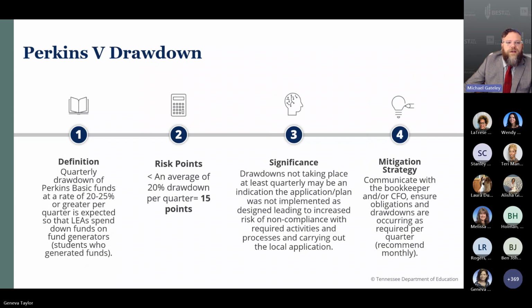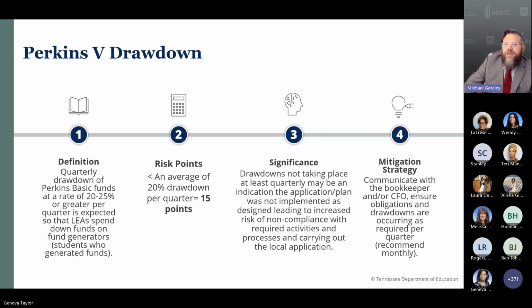All right, so Perkins drawdown is our next area. Quarterly drawdown of Perkins basic funds is expected at a rate of 20 to 25% or greater per quarter. That's laid out in the risk analysis that you will be receiving soon, whenever we send out the results of the risk analysis. And again, this is the area that will be more stringent in FY26. So any LEA that has less than an average of 20% drawdown per quarter is going to receive 15 points, and that's for all 4 quarters.